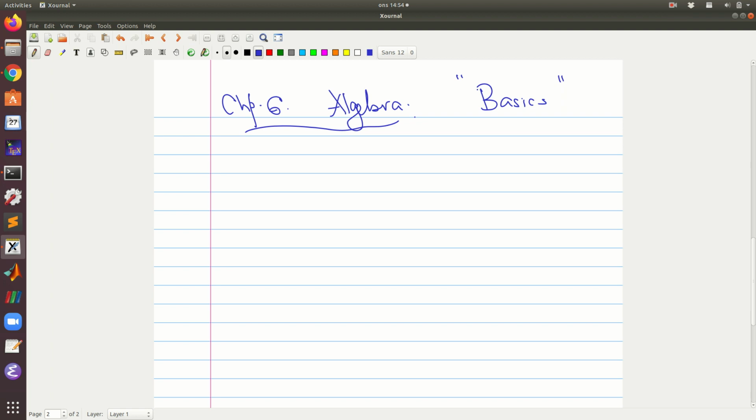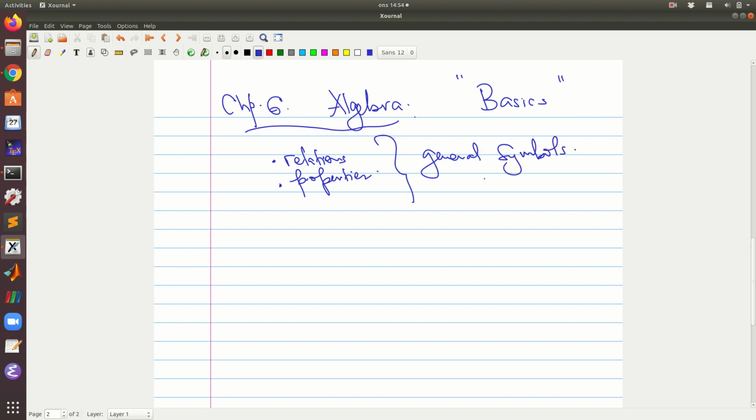So we define algebra as that part of mathematics in which relations and properties of numbers are investigated. So we investigate relations and properties of numbers, and we investigate this by means of general symbols. So we investigate both of these by using general symbols.